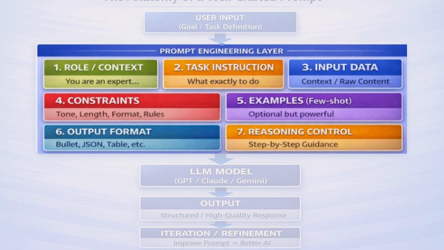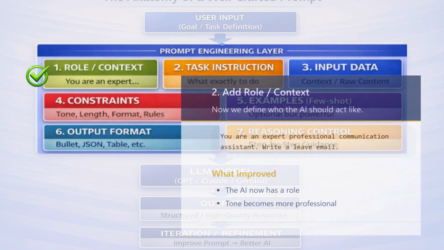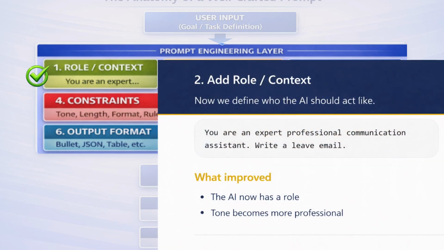Writing a good prompt always starts with defining the role. Tell the AI who it is. For example, let's say you want your AI to write a mail. So define the role in your prompt like this: "You are an expert professional communication assistant." So what improved in comparison to the earlier basic prompt? The AI now has a role. The advantage with adding a role is that now your AI model will answer keeping the dignity of this role.